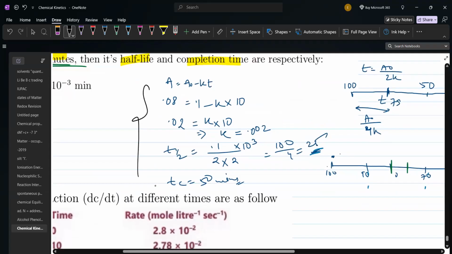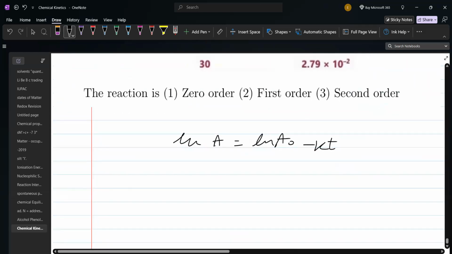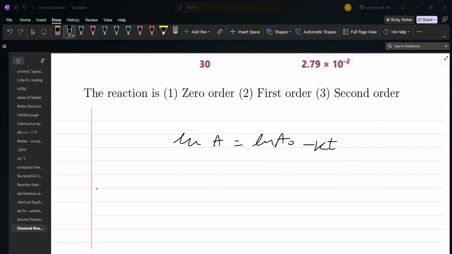Here you have to mention that TC is equal to 2 times T half. Then it will be like this, and this. You will get the answer. So let's see.